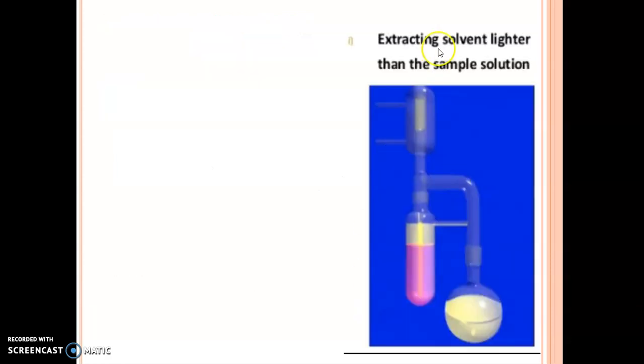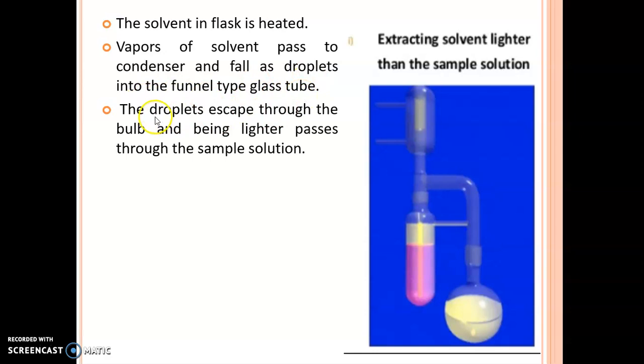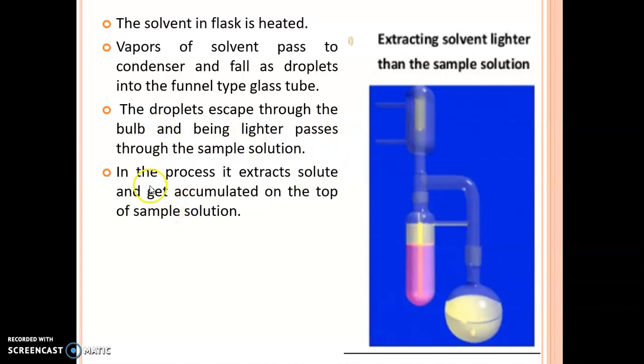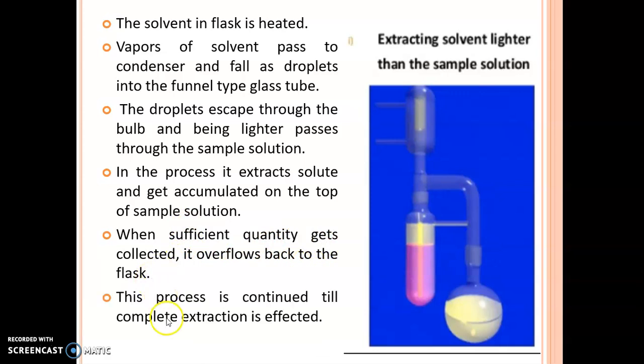Okay, so here you can see this is the instrument or apparatus which is used for the extraction when solvent is lighter than the sample solution. The solvent in flask is heated. Vapor of solvent passes through the condenser and falls as a droplet into the funnel type glass tube. The droplet escapes through the bulb and, being lighter, passes through the sample solution. In the process, it extracts solute and gets accumulated on the top of the sample solution. When sufficient quantity gets collected, it overflows back to the flask. This process is continued till complete extraction is effected.